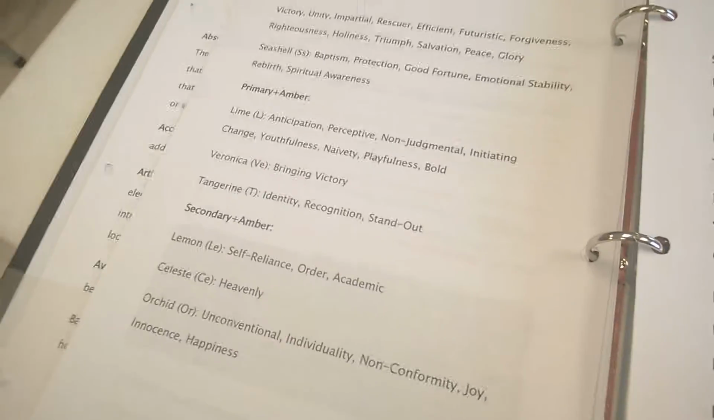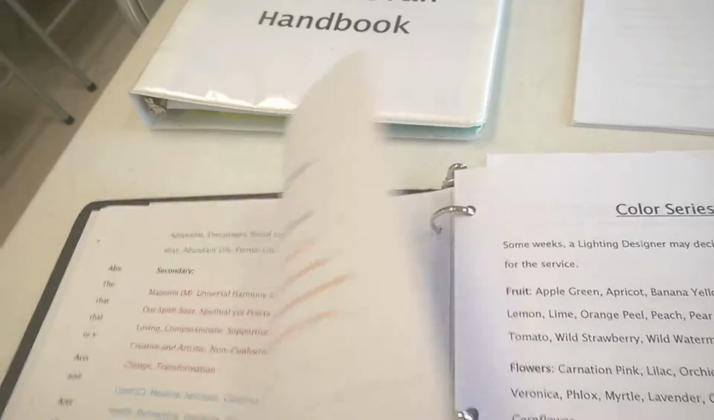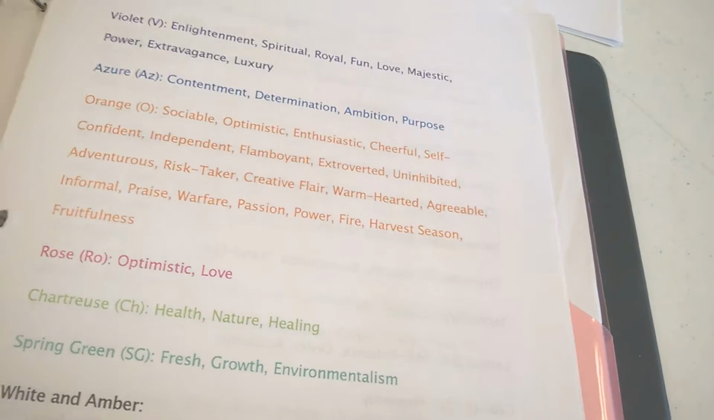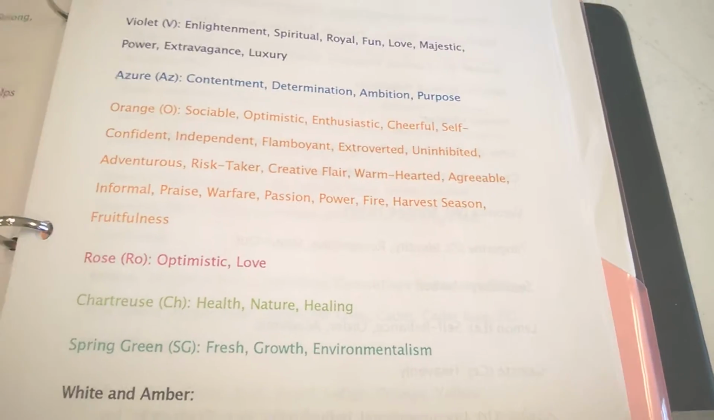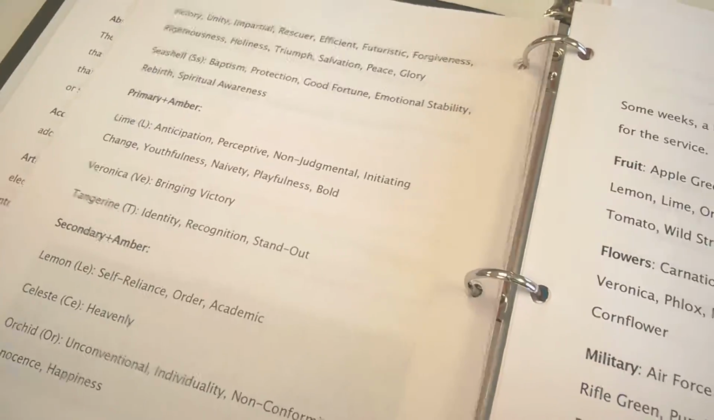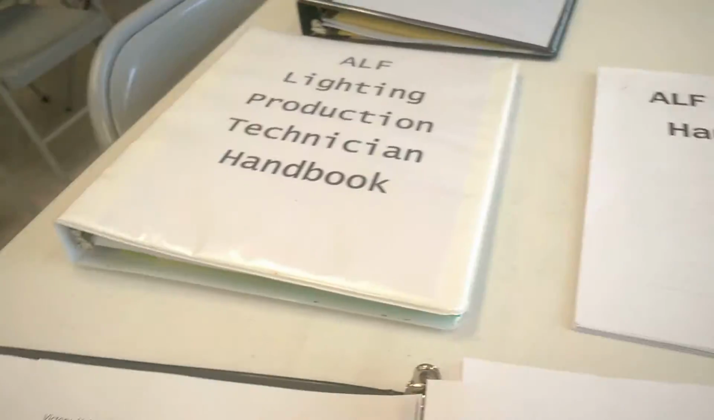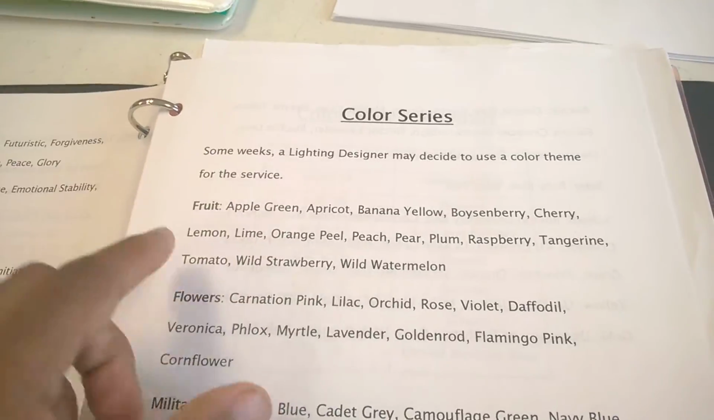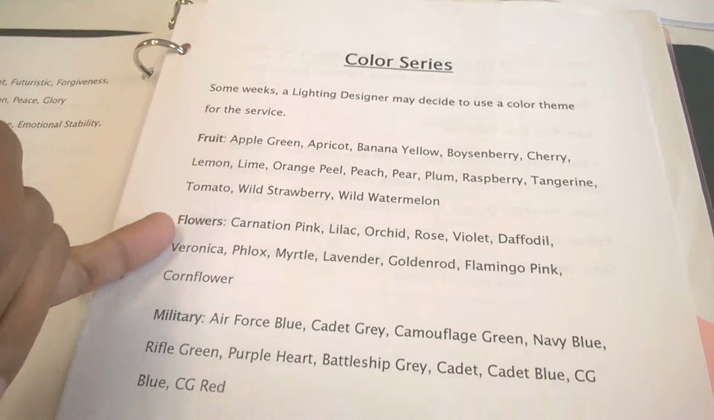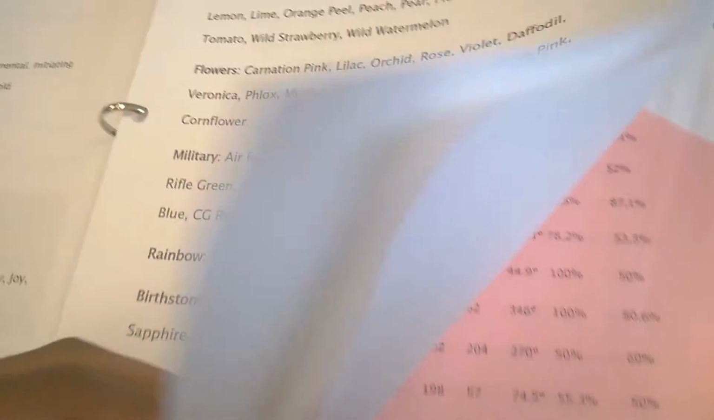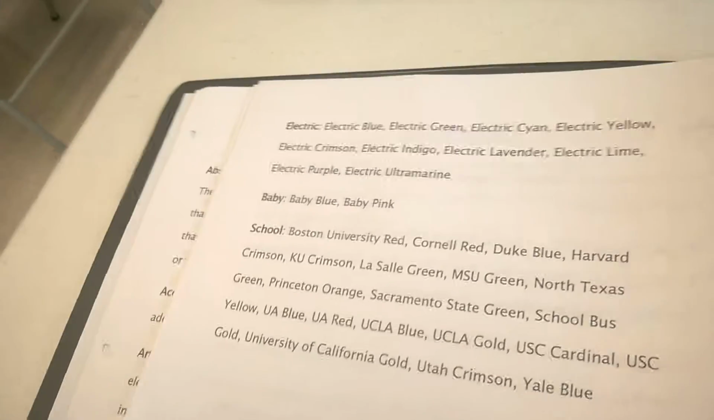We have a lot of colors here, but I'll show you later on. We have even more colors that we choose from, but these are our standard colors that we use pretty much consistently. They're easy to make. Color series, you already saw a little bit about that. The themes are basically fruit, flower, military, rainbow, birthstones. So you already know about that kind of stuff.